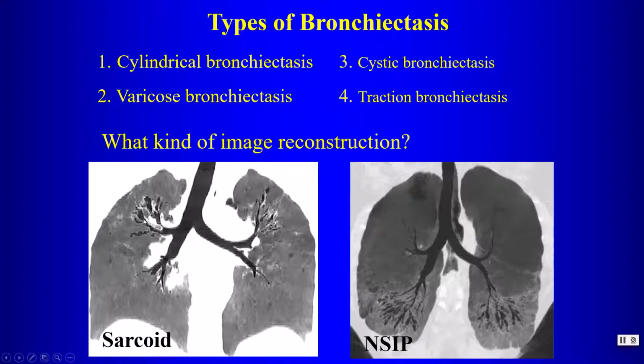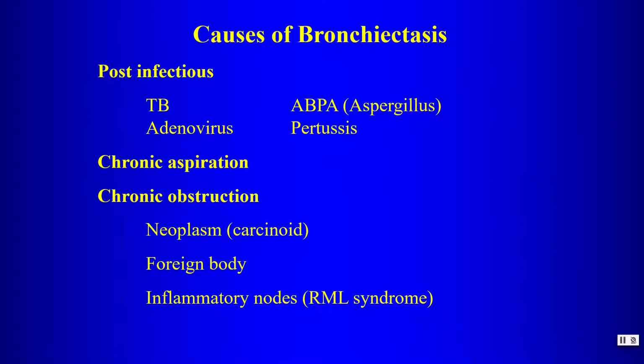So here we have a case of sarcoid with scarring and bronchiectasis within the upper lobes nicely demonstrated. And here's a case of interstitial lung disease, NSIP, showing you traction bronchiectasis here predominantly within the lower lobes on these coronal MINIP reconstructions.